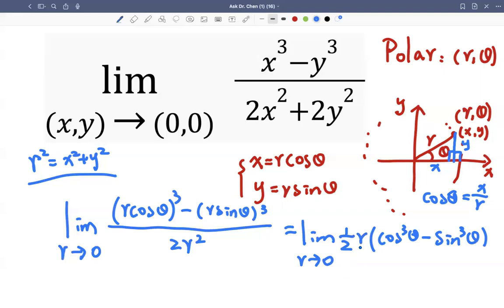As r approaches 0, that means this whole thing approaches 0. Why? Because this value can be at most 2, and at least negative 2. So cosine cubed theta minus sine cubed theta is between -2 and positive 2, a finite number. If this went to infinity, we wouldn't be able to make any conclusion. 0 times infinity, we don't know. But 0 times a finite number is surely 0. So the limit of this is 0.